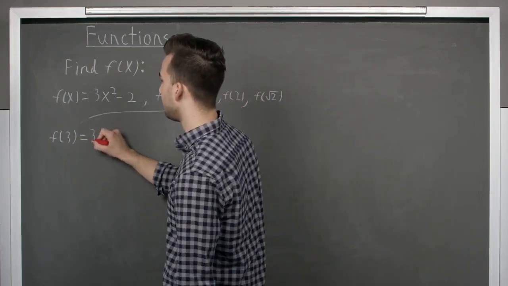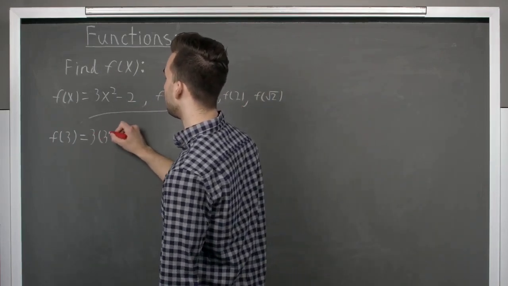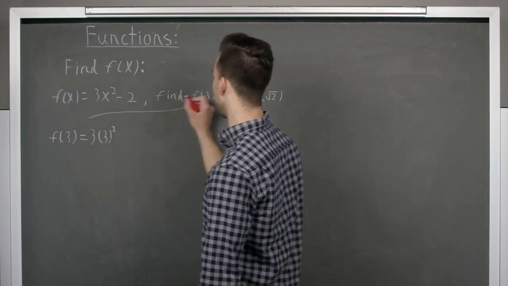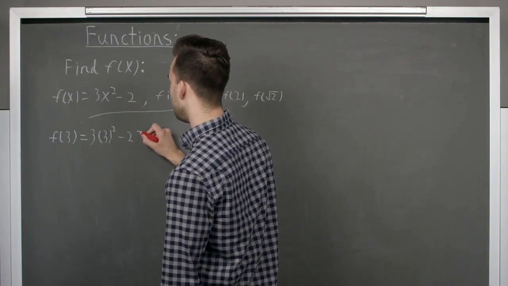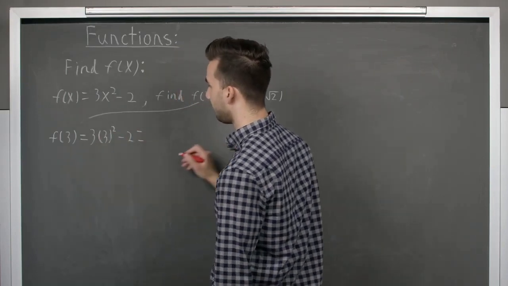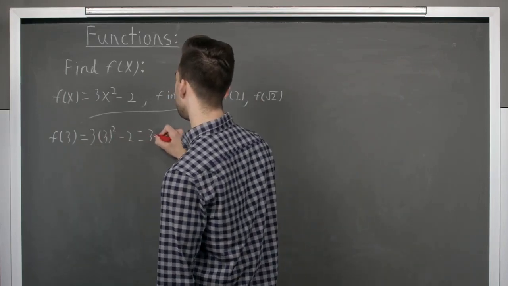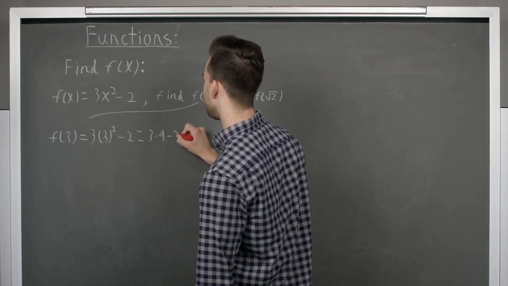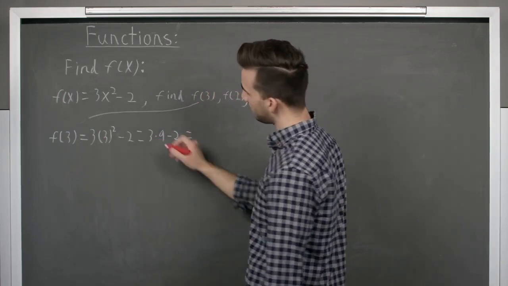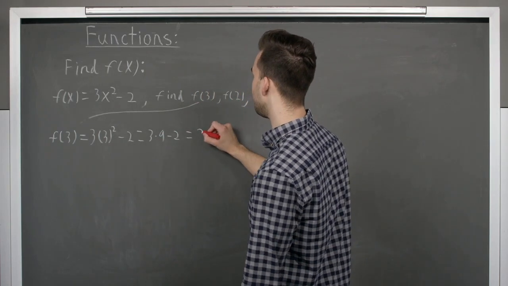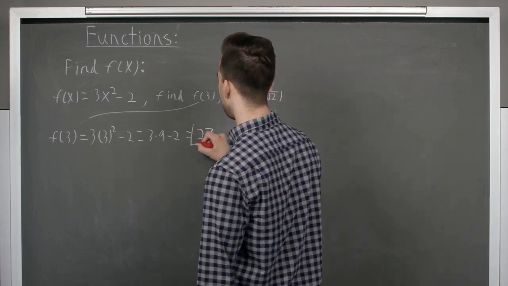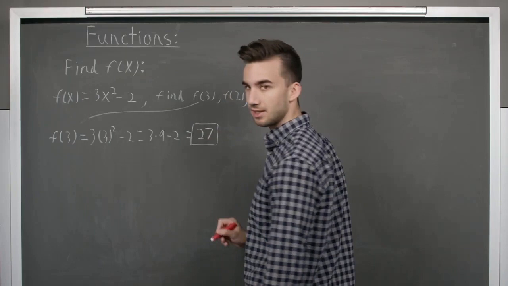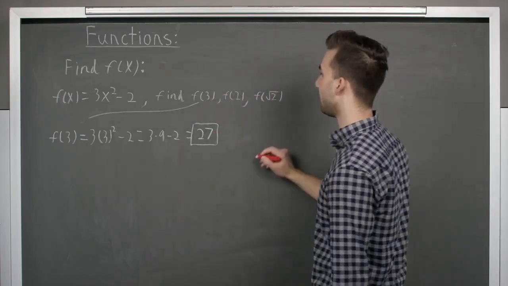So 3 times 3 squared. See how I just plugged it in? Minus 2 is equal to, let's see, 3 squared is 9. So what is 27 minus 2? That's 25. So f of 3 is 25. That's our solution for that one.